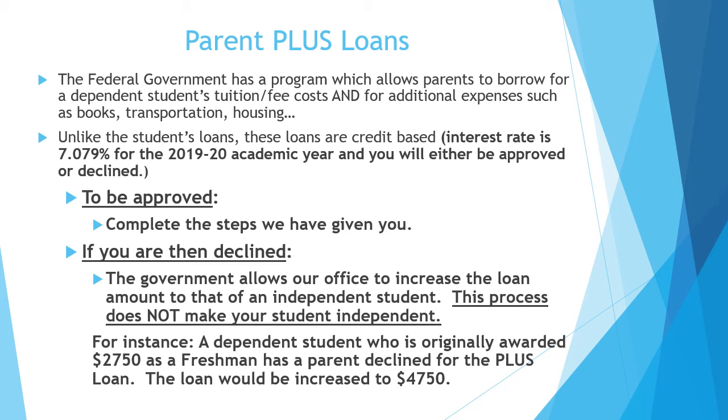Now, if you are a parent of a dependent student, you do have the option to apply for what's called a Parent Plus loan. Essentially the Parent Plus loan is another federal loan through the federal government where the parent is actually applying for a loan on behalf of the student. Now the interest rate is higher on the Parent Plus loan. Currently it's 7.079%. Like I said, we'll know end of April, early May what the new interest rate for next school year will be. There are some steps to complete.